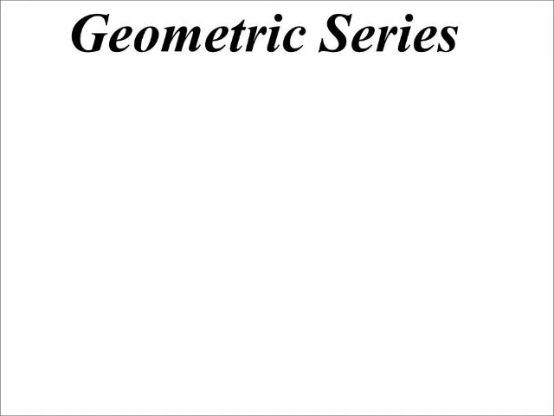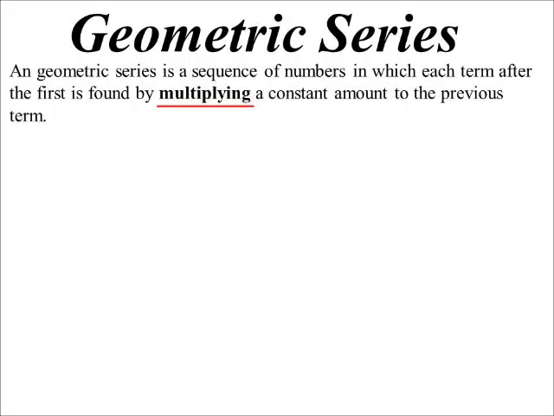The other type of series that we like to look at is the geometric series. And there's only a very subtle difference between the two. Basically, I've written the same thing down, you'll notice, but just changed a couple of words. Instead of arithmetic series, I've written geometric series. And instead of adding, I've written the word multiplying. So this is where we multiply by a constant amount.